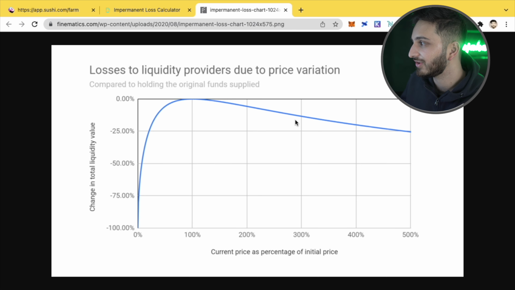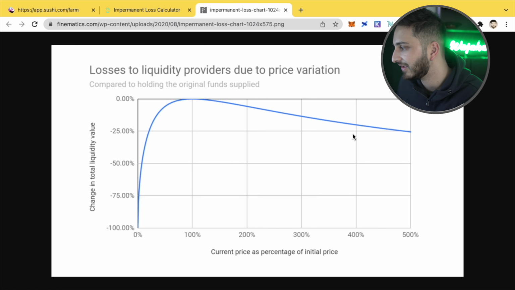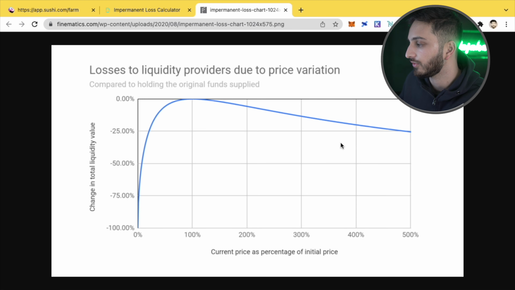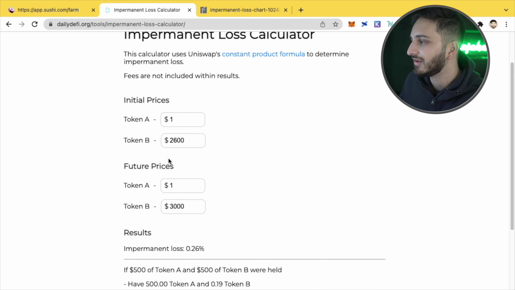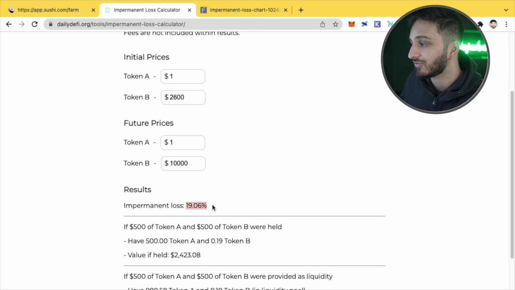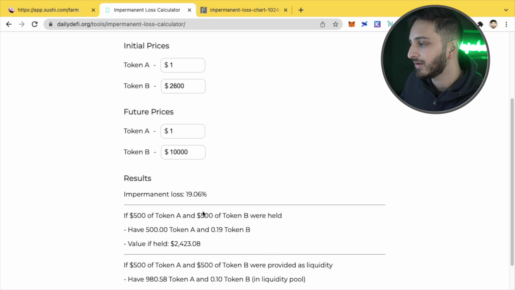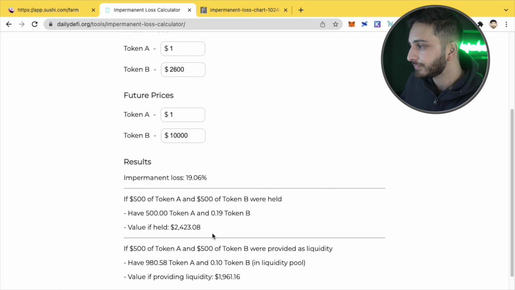It's only when we increase prices, increase the appreciation of the asset, that we really notice the gain or the loss, I should say. And let's appreciate that in this calculator here. What if Ethereum somehow went to $10,000? Well, you can see here now we've got an impermanent loss of 20% almost, or 19%. You can see if we just held the tokens originally, it would be worth $2,400. So if we just held that USDC and Ethereum, it would be worth $2,400.